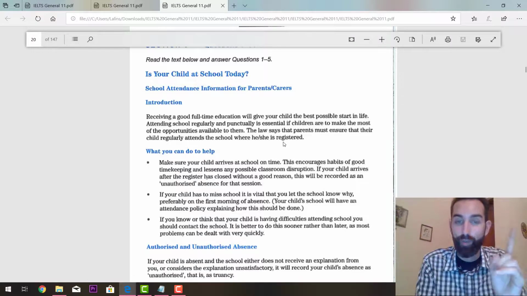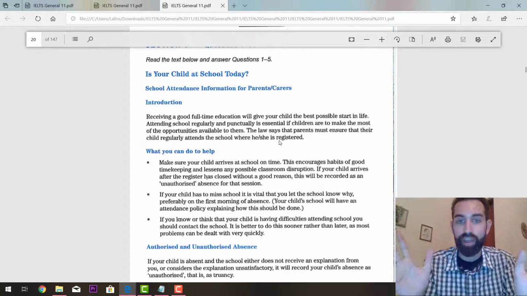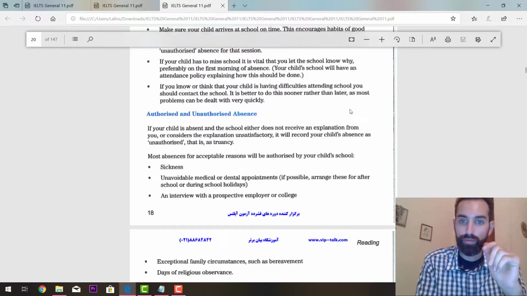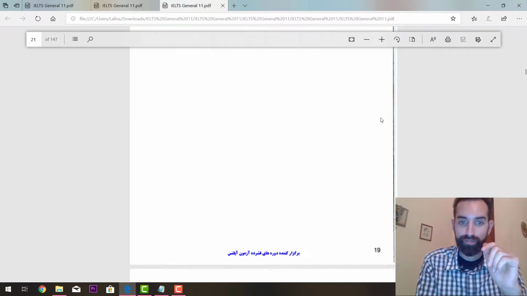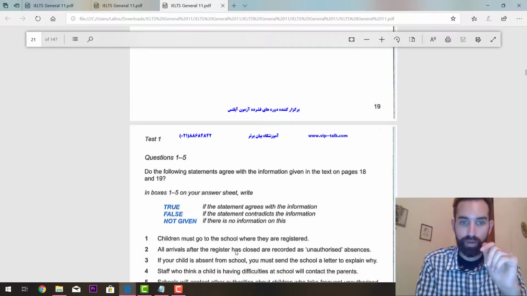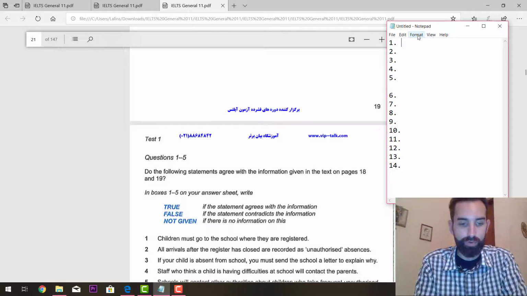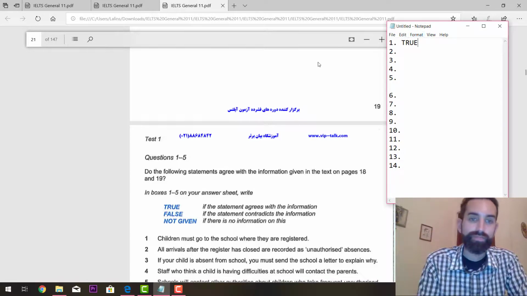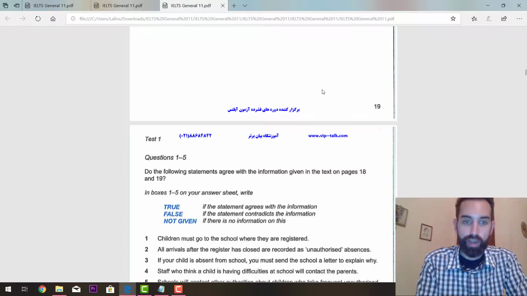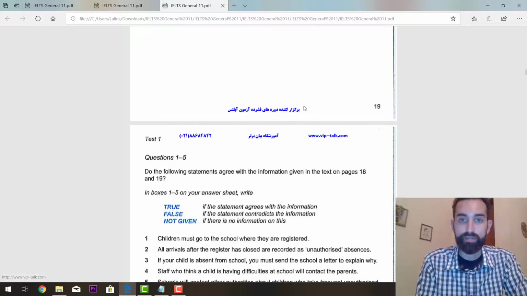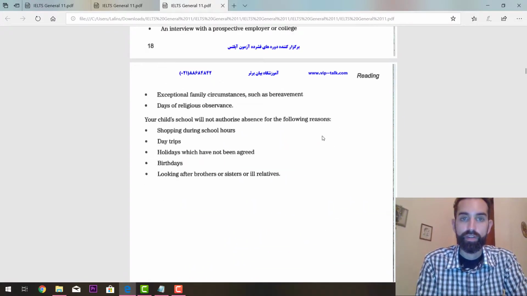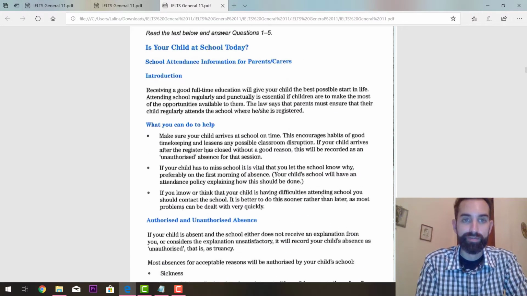So there you see, question 1, they tell you right there. That is true. The child must go to school where they are registered. See, children must go to the school where they are registered. So we will write, the answer for that one would be true. So now we are looking for all arrivals after the register has closed are recorded as unauthorized absences. Okay? Now let's go see if we can find that.